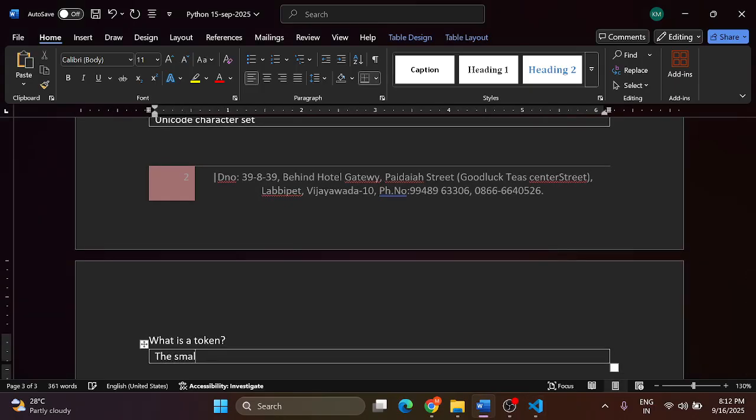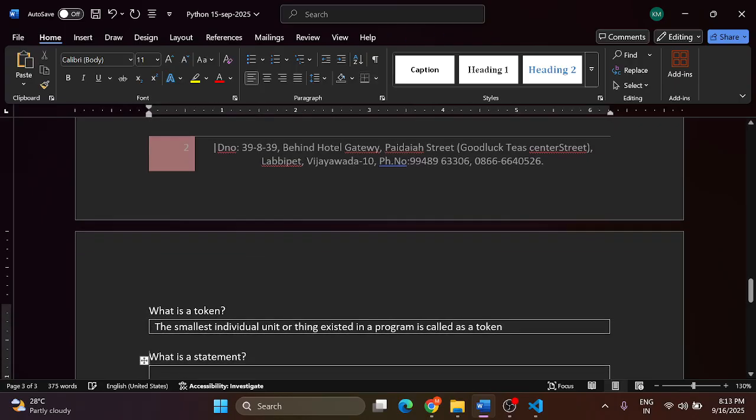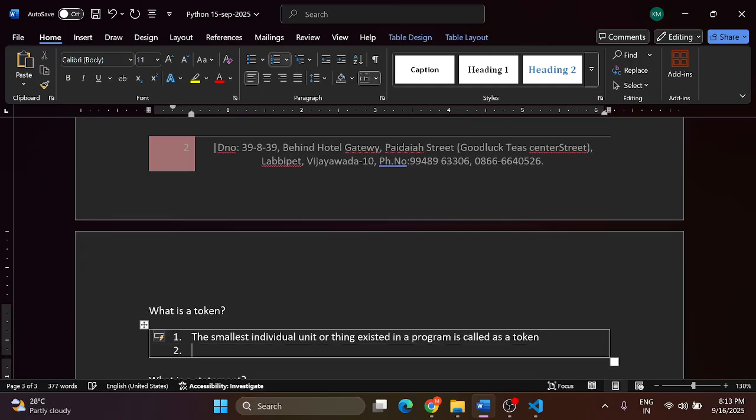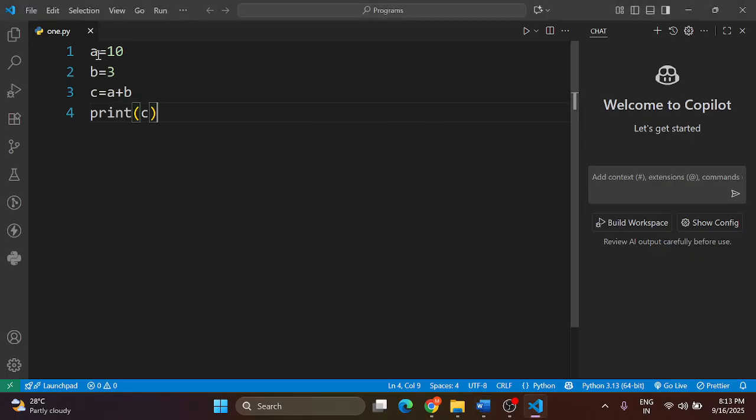The smallest individual unit or thing that you see in the program, or existed in a program, is called as what? A token. The smallest individual unit which is existed in a program is called as what? Token. It's the smallest individual unit.